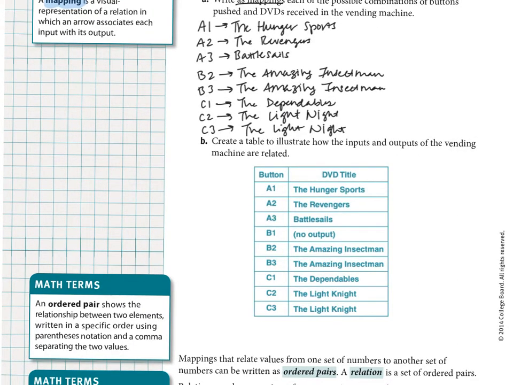All right, let's check our answers. What I did was I made a column for the buttons on the left, I made a column on the right for the DVD title, and then I put each of the buttons along with the DVD title. Looking at this, we can also tell a little bit better visually that there was no output for our B1 button. If you didn't put it in there, that's okay, because we didn't put it in the mappings above, but that's also another way that we can show this. Let's continue below.